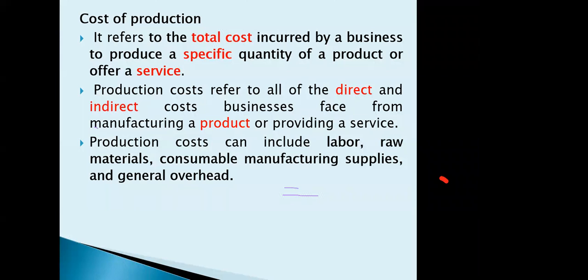Getting this? Very simple. Cost of production is the summation of all costs which are incurred in the manufacturing activity. So it may be a direct cost, it may be an indirect cost. So summation of direct cost as well as indirect cost, that is your cost of production. So it may include labor expenses, raw material charges, consumables required for the organization, then supplies, then general kinds of overheads; they come under cost of production.